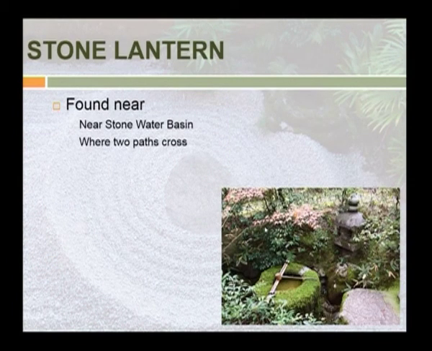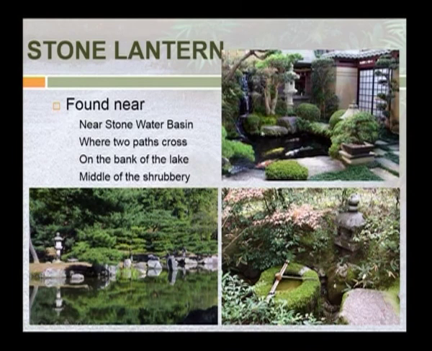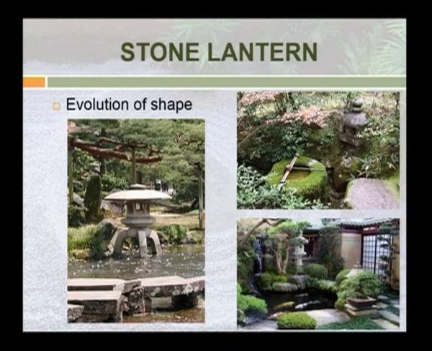Stone lanterns are generally placed near a stone water basin, or where 2 paths cross, or on the banks of the lake, or in the middle of the shrubbery. But not all stone lanterns have the basic 5 components. Stone lantern design evolved, and we can see different kinds of stone lanterns here. In some cases, the base is missing, or the pedestal is missing, or it is modified into a different form. Here we can see a different design of stone lantern.